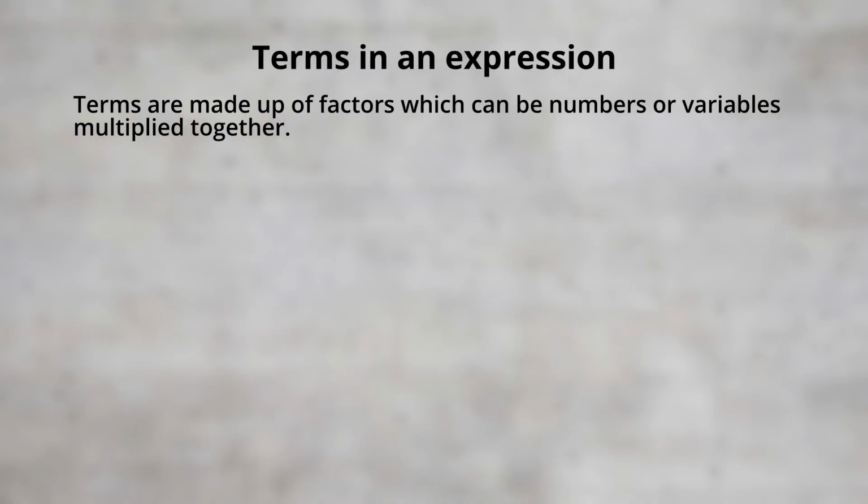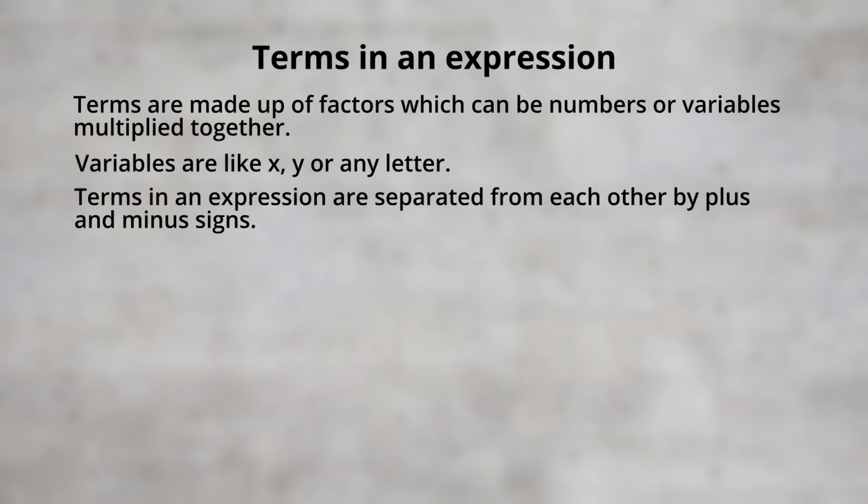Terms in an expression are like maths words. They are made up of factors which can be numbers or variables multiplied together. The variables like x, y, or any letter represent numbers. But even if we do not know what the actual numbers are, we can still work with the variables and do various operations with them. Terms in an expression are separated from each other by plus and minus signs.